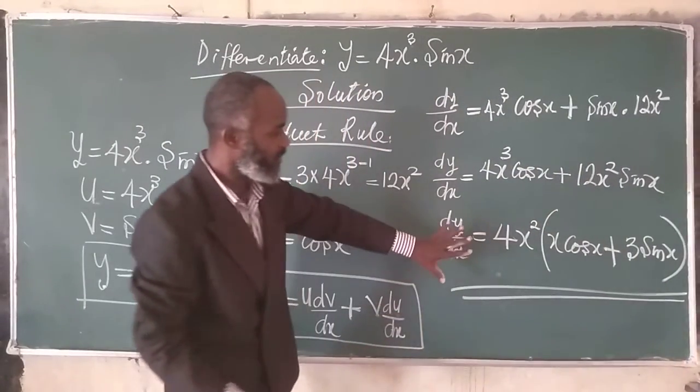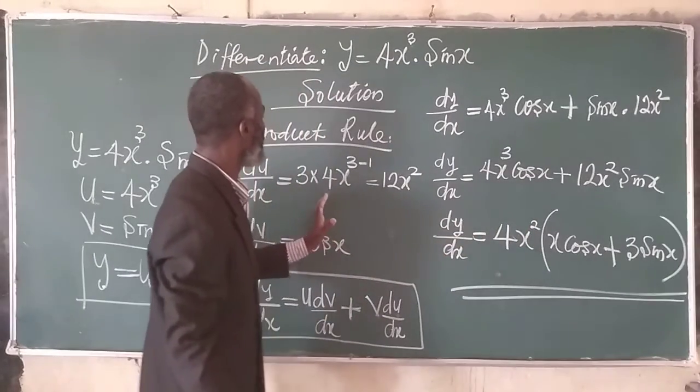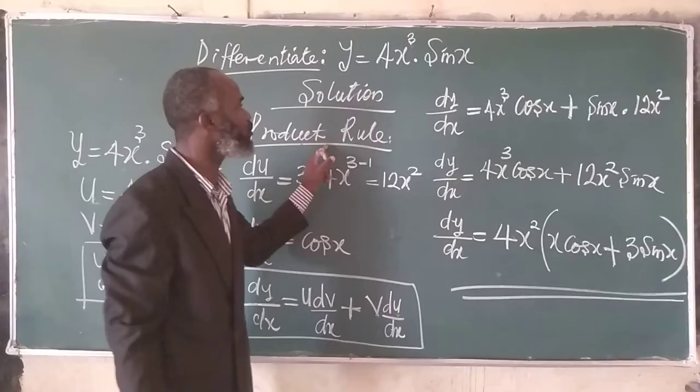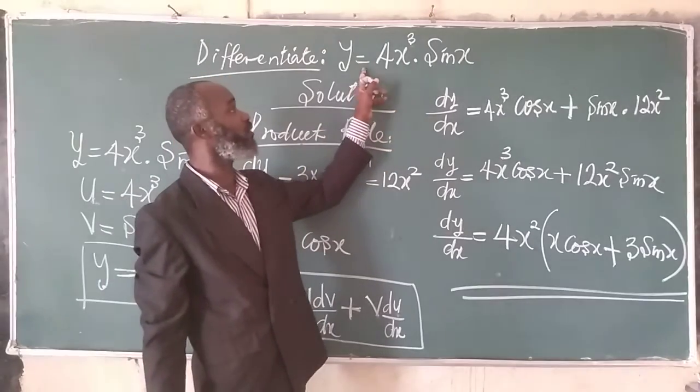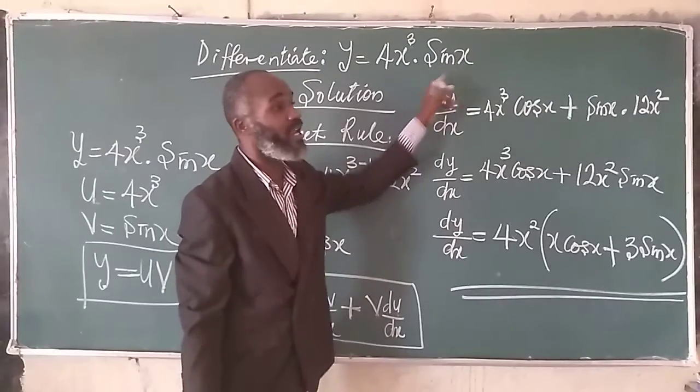So with this, we have finally succeeded in finding the differentiation using the product rule of this function, of this equation, y equal to 4x cubed dot sine x.